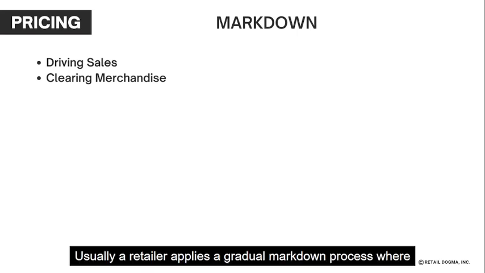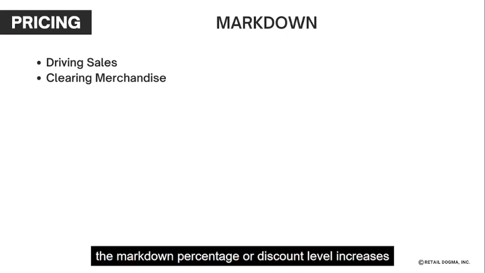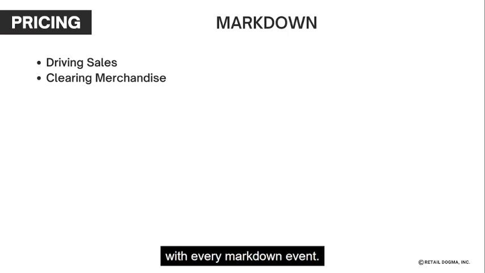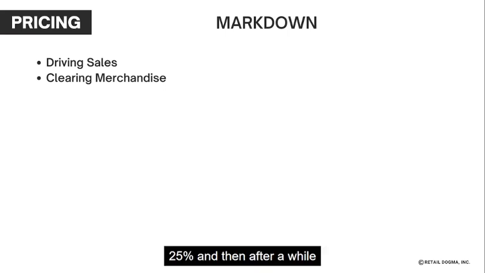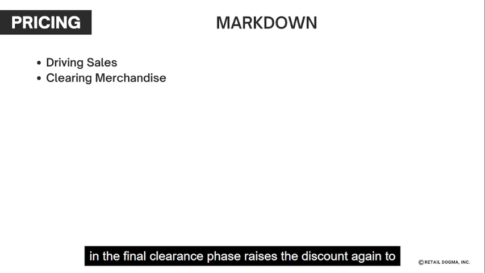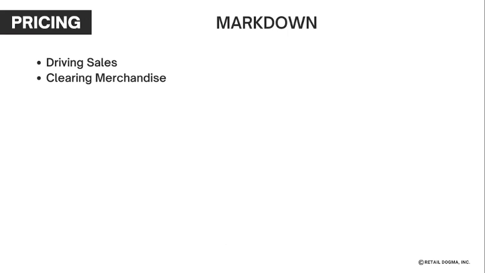Usually, a retailer applies a gradual markdown process where the markdown percentage or discount level increases with every markdown event. For example, a business could start clearing merchandise at 25% and then after a while raises that discount to 50%. And then in the final clearance phase raises the discount again to 75%.